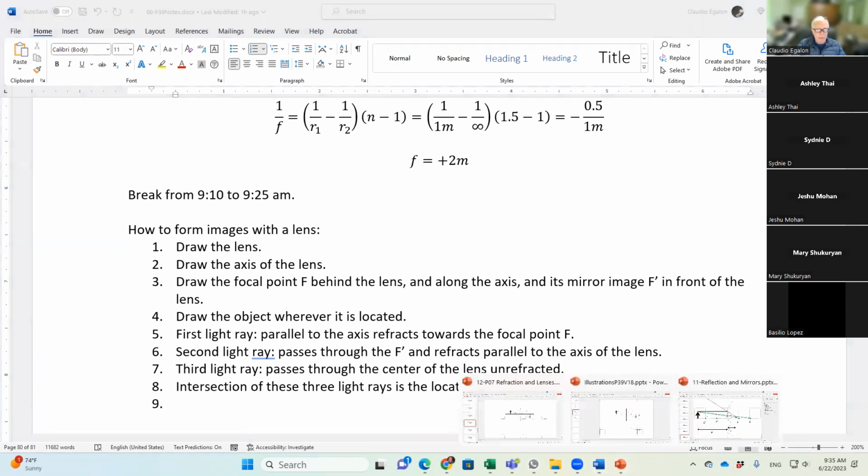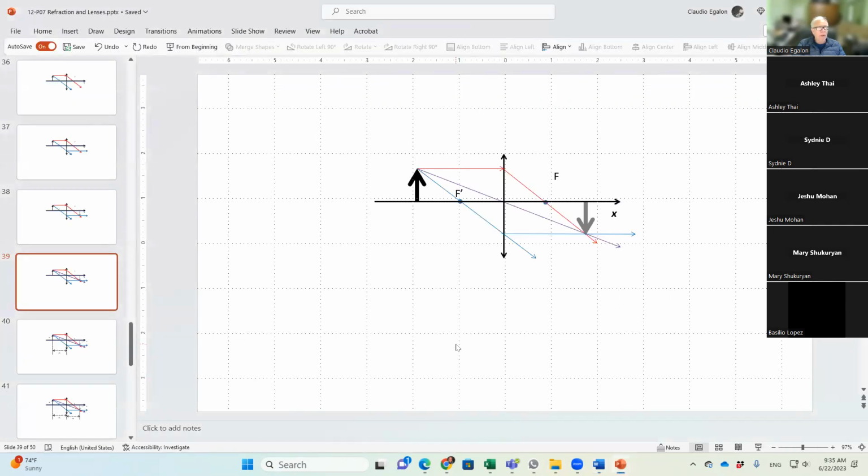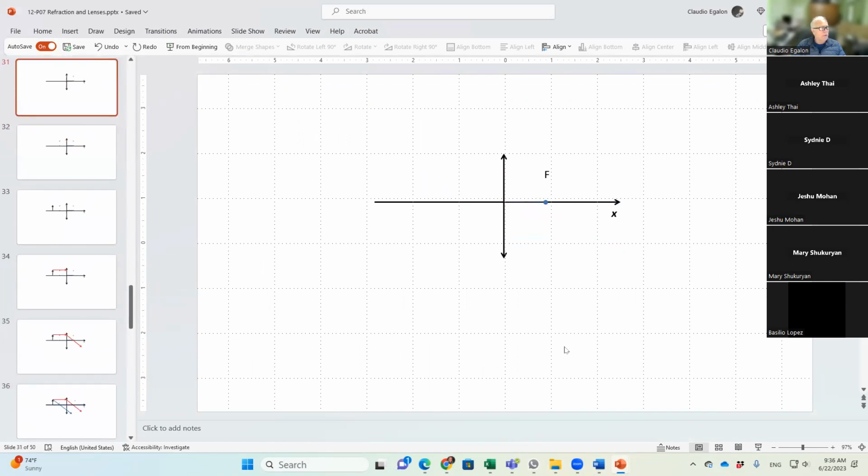Going back. Okay, so here you go. That's the location where the tip of the image is formed. Okay. Let's do that again. Here you go. Let's play the movie again, right? Lens. Axis, principal axis of the lens. Focal point F. Mirror image of the focal point F prime. Object anywhere, past the focal point, the image of the focal point, right?